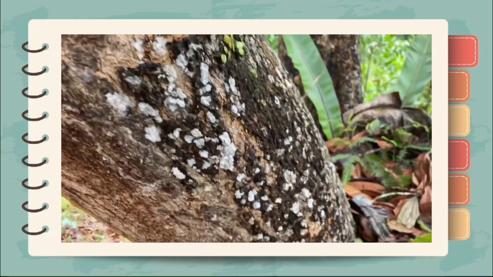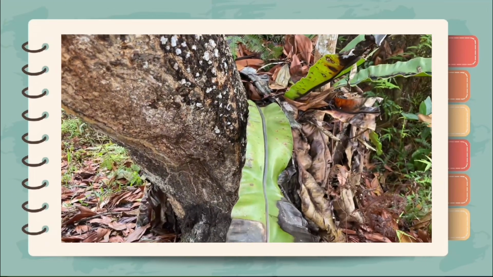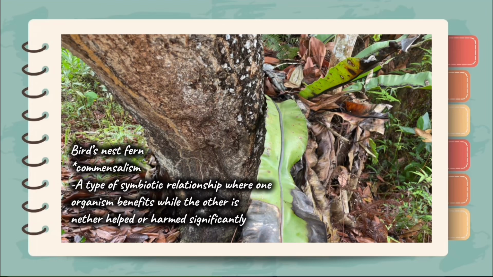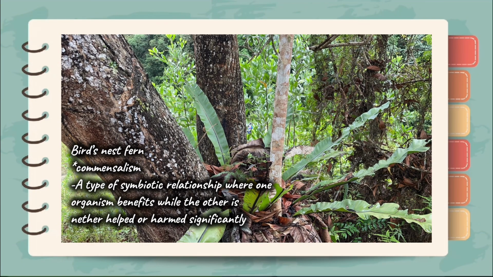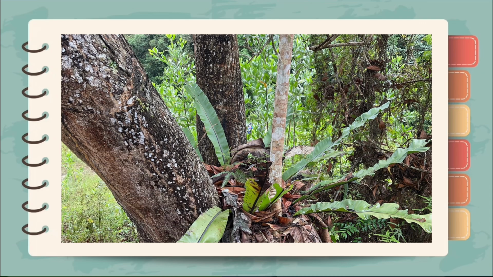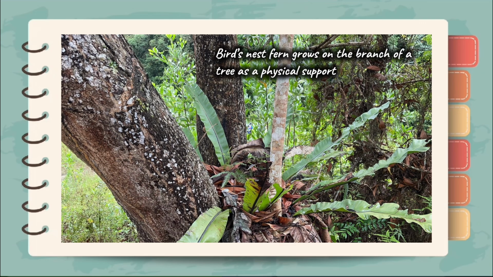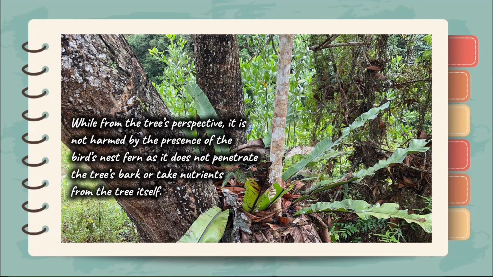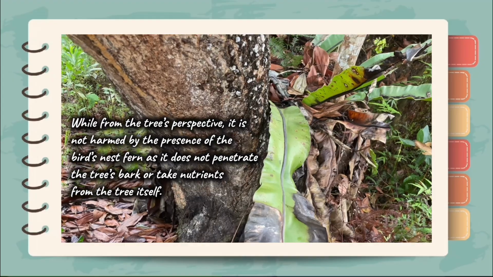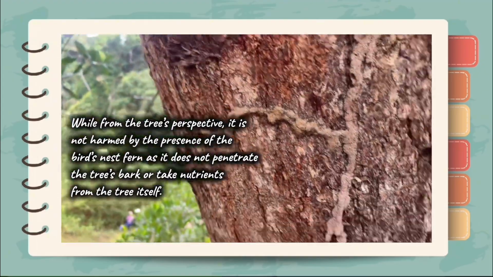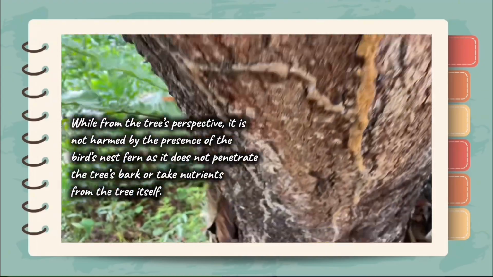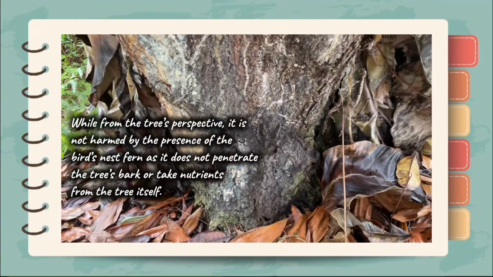Next is the symbiotic relationship between bird's nest fern and the tree. So their relationship is commensalism. Commensalism is a type of symbiotic relationship where one organism benefits while the other is neither helped nor harmed significantly. Bird's nest fern grows on the branch of a tree as a physical support, while from the tree's perspective, it is not harmed by the presence of the bird's nest fern as it does not penetrate the tree's bark or take nutrients from the tree itself.